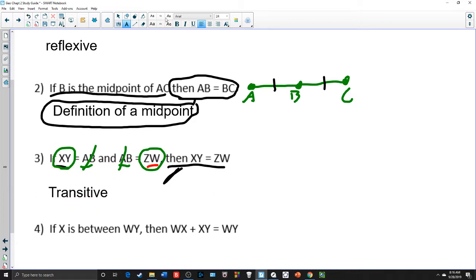So again, if you have three sets of equal signs, so 1, 2, 3, that's usually going to lead you to transitive property.